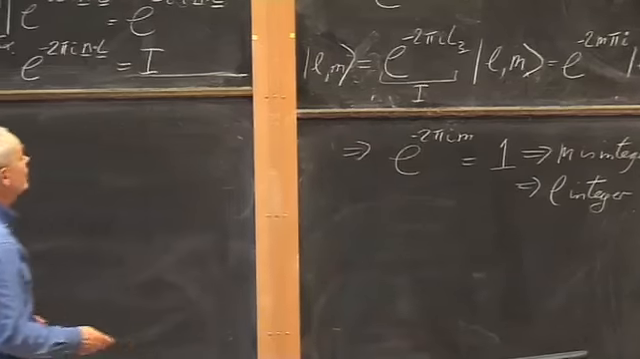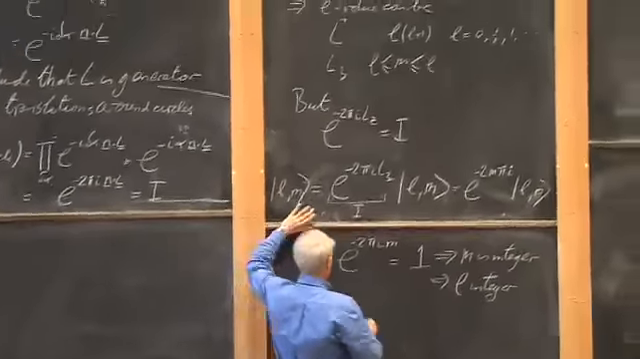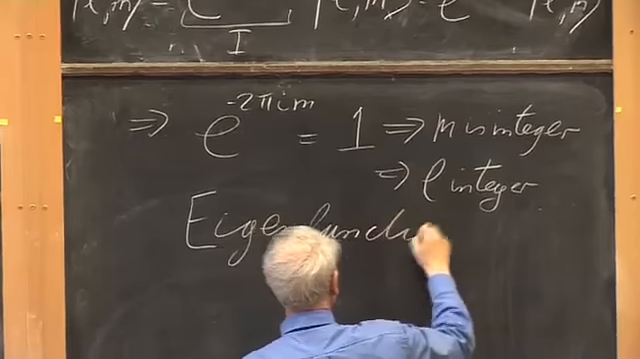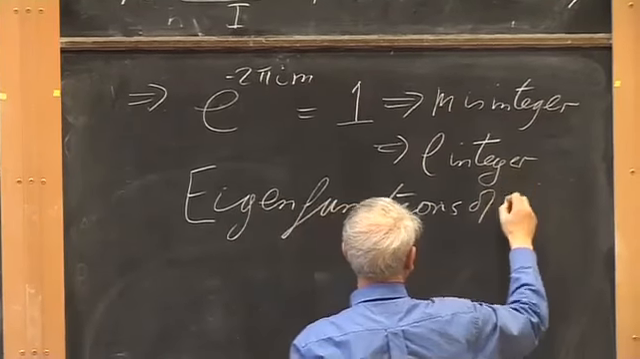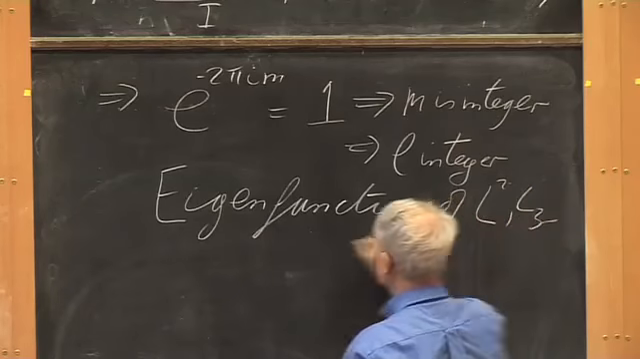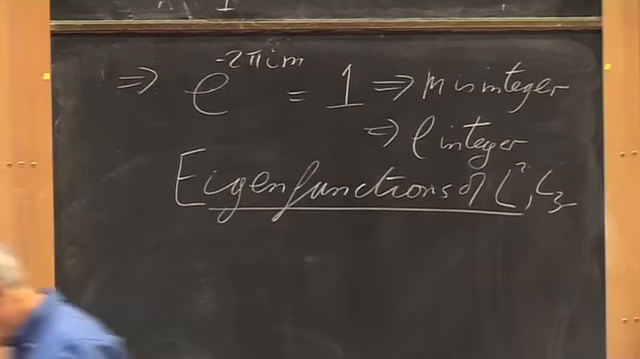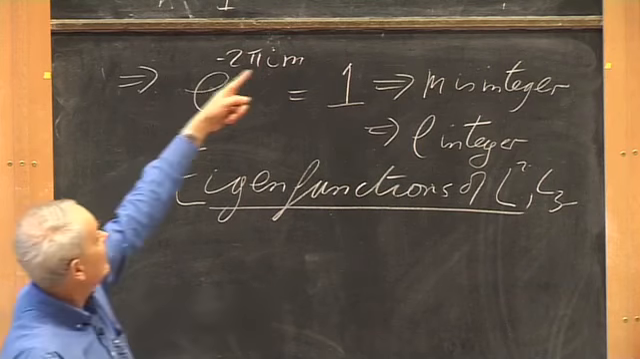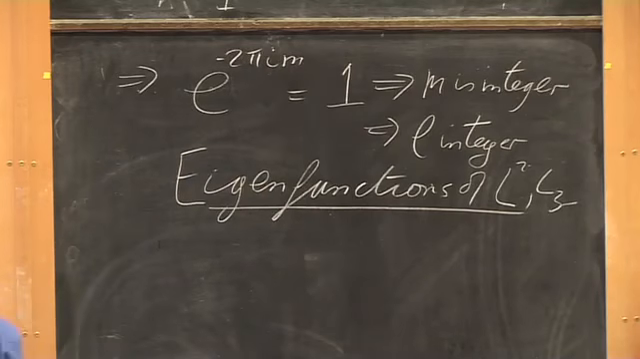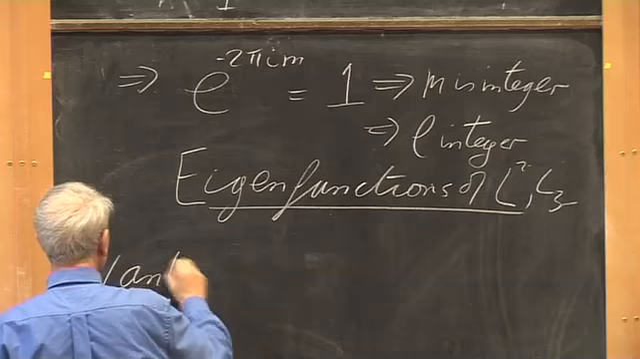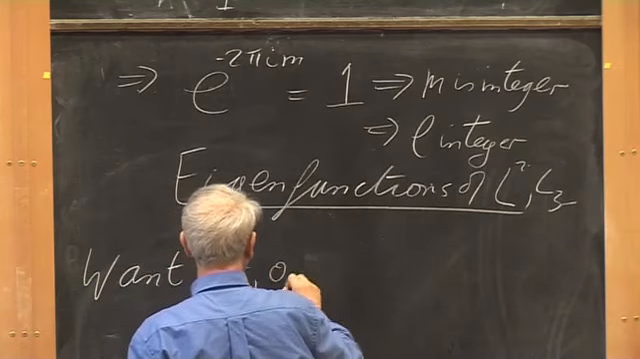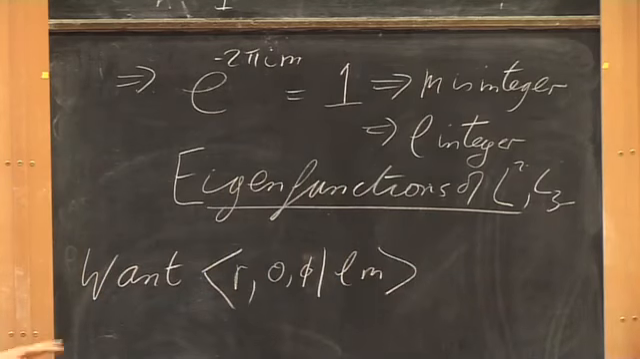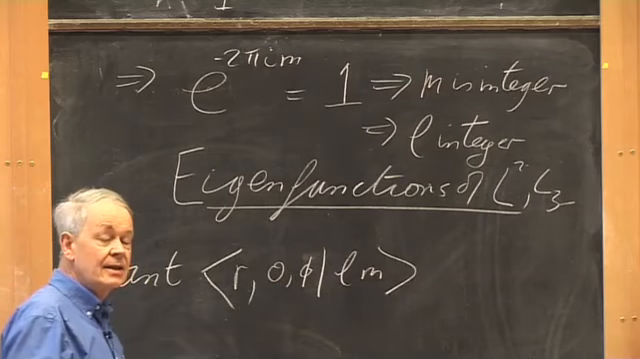So the next item on the agenda is the eigenfunctions of L squared and Lz. We already know what the eigenvalues are. What we now would like to know is what these LM states look like in the position representation. So what we want is r, theta, phi | L M. We'd like to find expressions, wave functions, which describe these states.